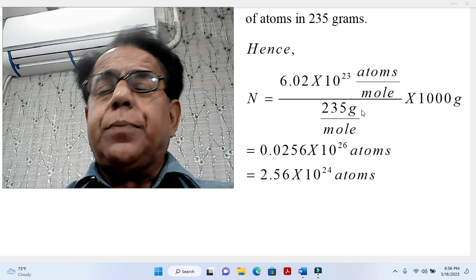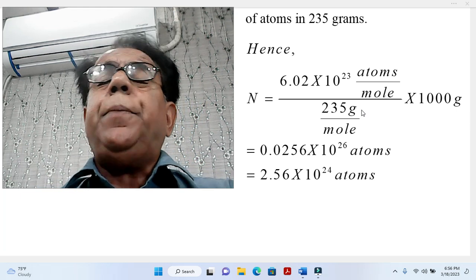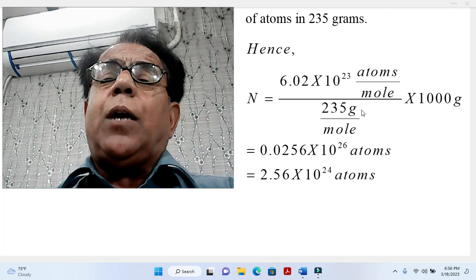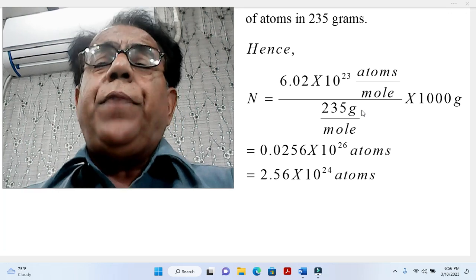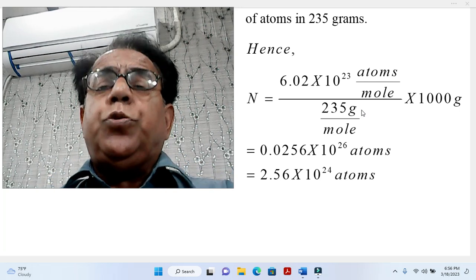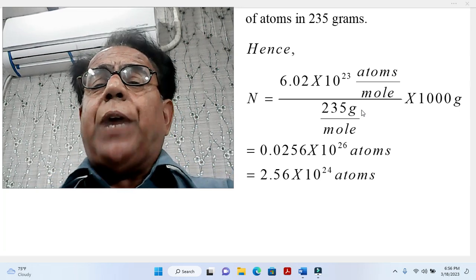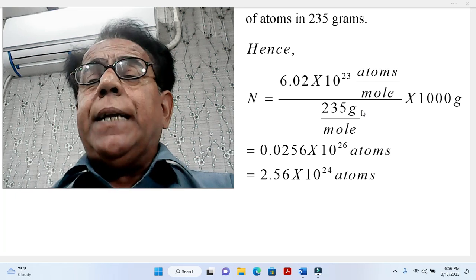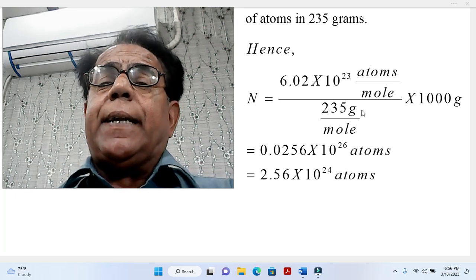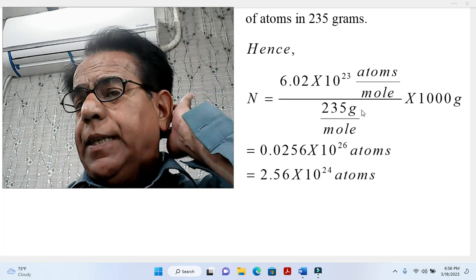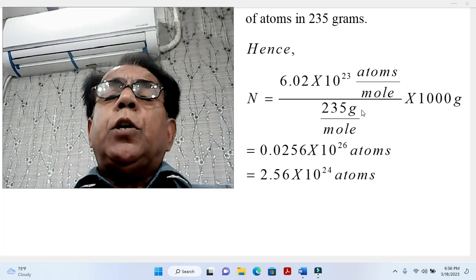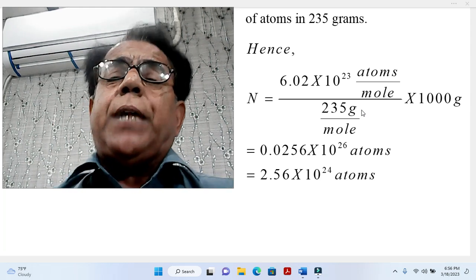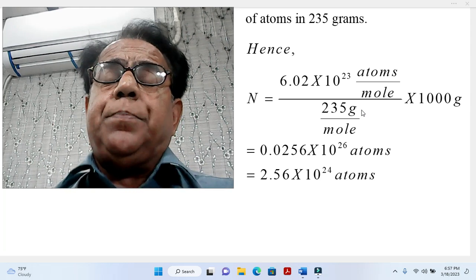Okay, moreover, mole will be cancelled out with mole, and this expression, that is number of atoms, will become equal to 0.0256 into 10 to power 26 atoms. In other words, we can also write this expression as 2.56 into 10 to power 24 atoms.